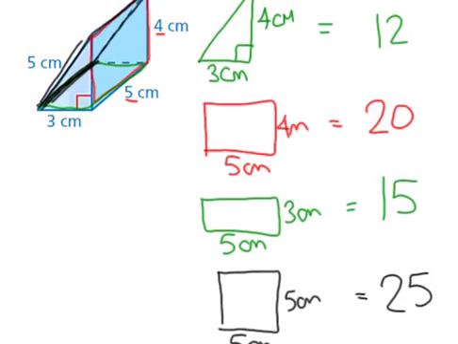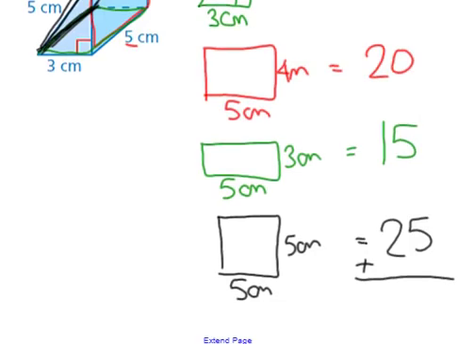Okay, take a moment, add up those 5 faces. Again, I know there are 4 numbers, but this was 2 of the 5. And once we add those up, we get a total of 72 centimeters squared.